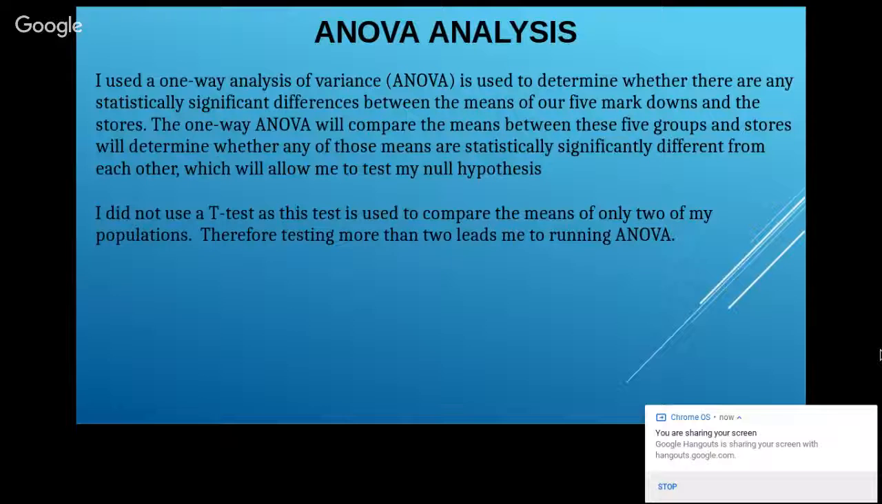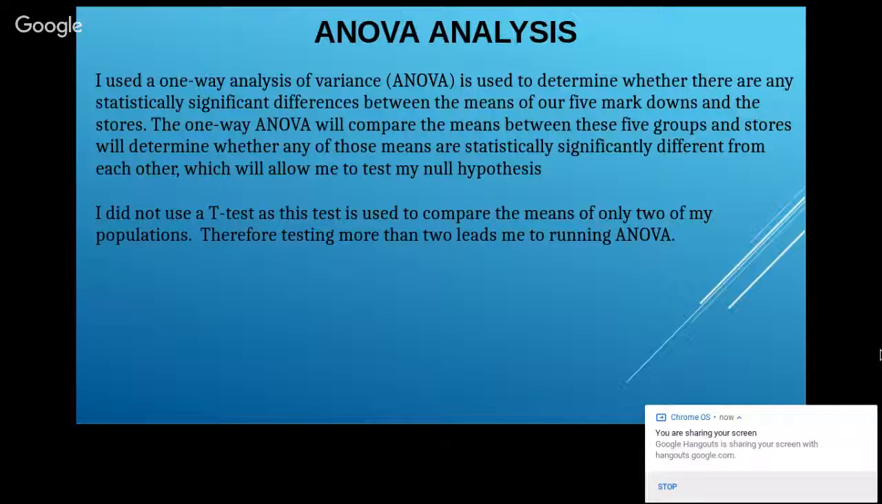Next, I performed an ANOVA analysis to determine whether there are any statistically significant differences between the means of my 5 markdowns in the stores. The one-way ANOVA compares the means between these 5 groups and will determine whether any of these means are statistically significantly different from each other. And this will allow me to test my null hypothesis.